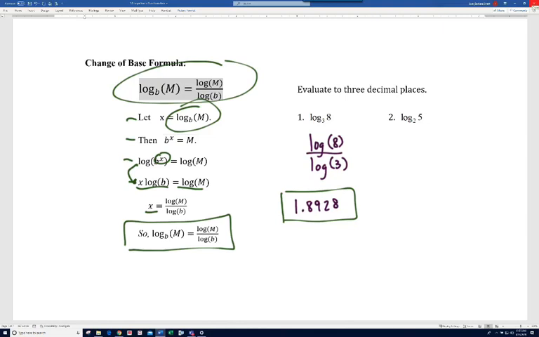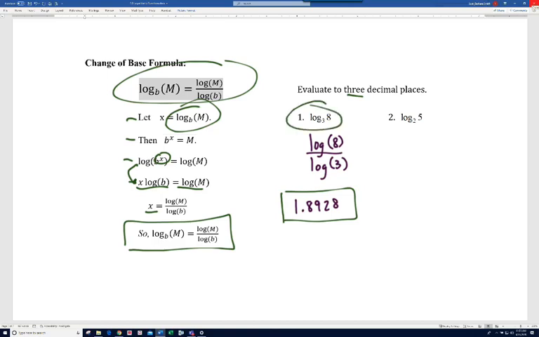1.8928. Now it says 3 decimals here, but I did 4. I usually do 4. I think this book was using 3. But either way, we like to have at least 3 or 4 decimal places, because when we check our answer, we want to see that it's close enough that we believe that we have the right answer.